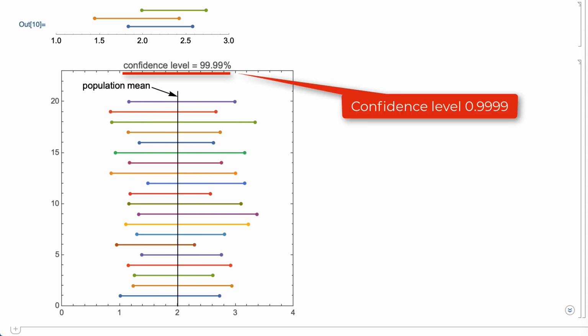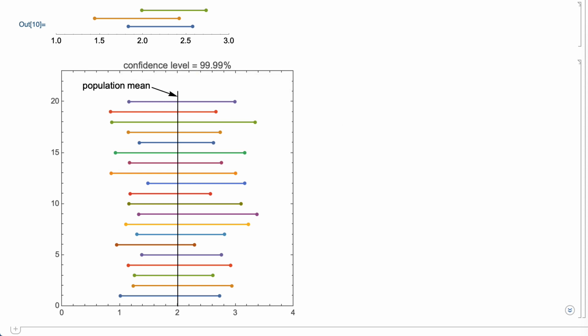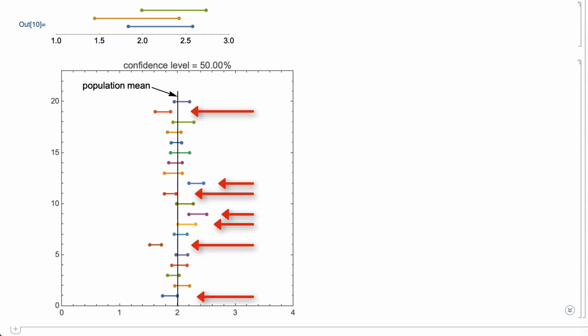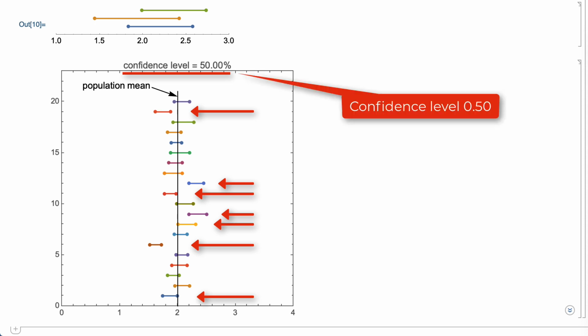Increasing the confidence level causes the confidence intervals to get wider. With a confidence level of 99.99%, for example, all of the confidence intervals in this plot easily include the population mean, but the confidence intervals needed to make that happen are more than twice as wide. Decreasing the confidence level causes the confidence intervals to get smaller and results in more intervals that do not include the population mean. With a confidence level set to 50%, for example, the confidence intervals are much smaller, but many of the intervals do not include the population mean.